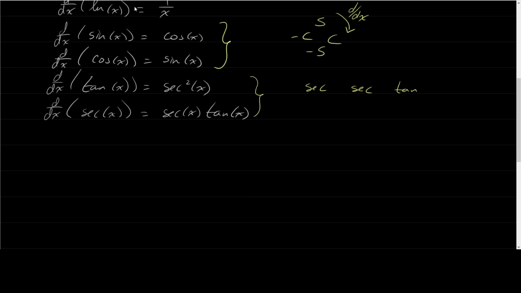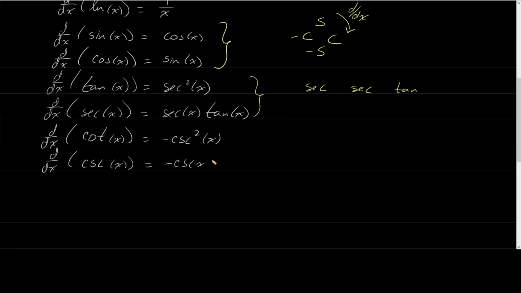All right. Now, the derivative of cotangent is negative cosecant squared. The derivative of cosecant of x is negative cosecant x cotangent x. And again, let's really quickly look at a nice easy way to remember these. I'm going to write negative cosecant, cosecant, cotangent. And this is going to work in the same exact way as the previous one.